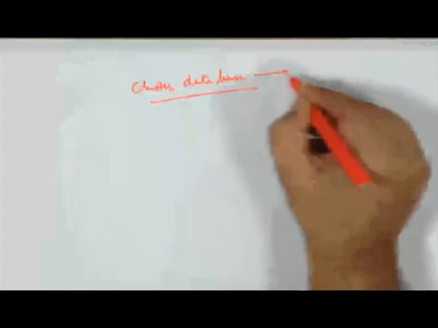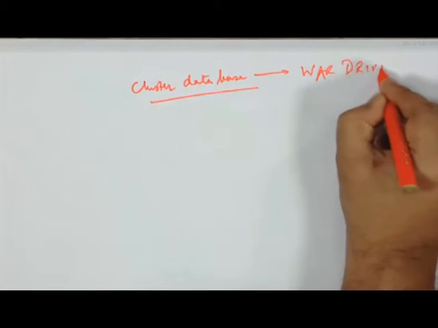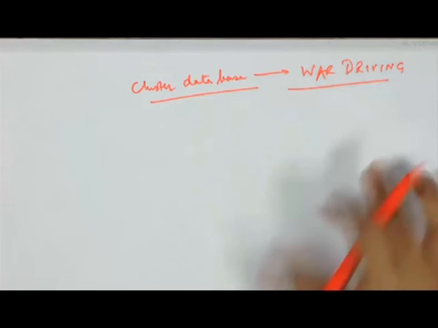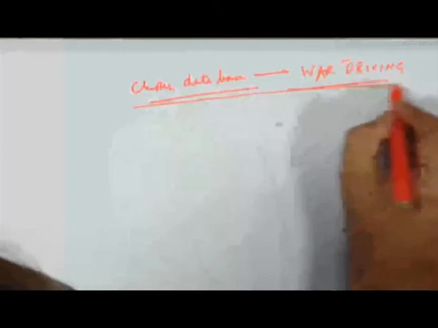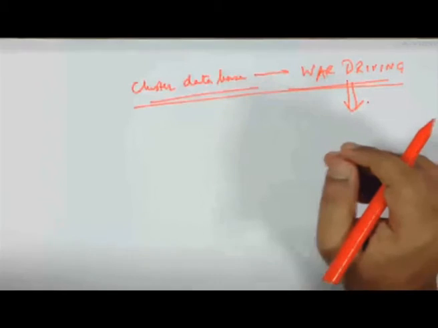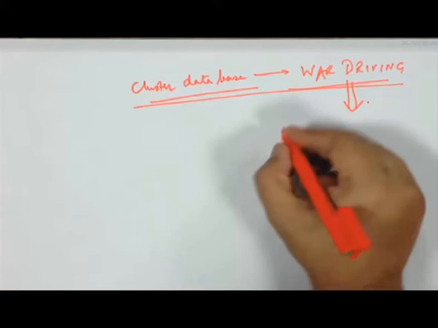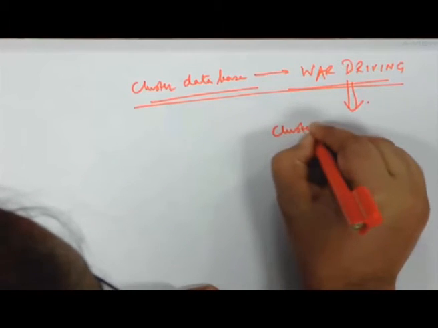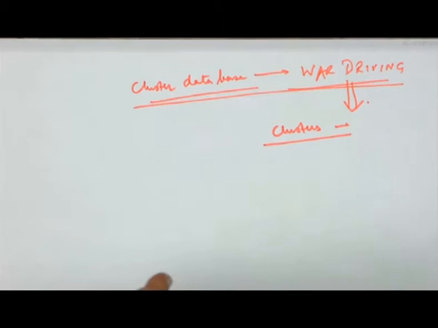I hope you are understanding that all this localization would have some sort of war driving. So in this war driving phase, what are we getting? We are getting basically clusters. Each location has a set of clusters.